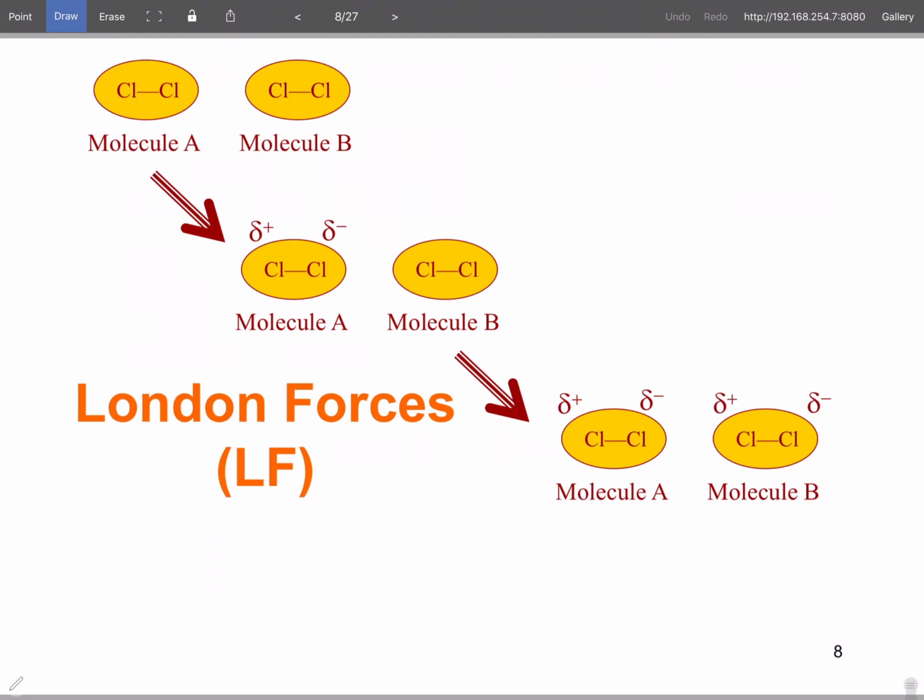And the first one is London forces. So we'll start up here with two molecules. Now, the other thing that you need to remember when you're talking about polarity, let me erase that, you're talking about electronegativity. And remember, if you don't remember that, you want to go back and review. But electronegativity is the ability to distort an electron cloud by uneven distribution of electrons. In a bond, you distort it by pulling the electrons towards itself.